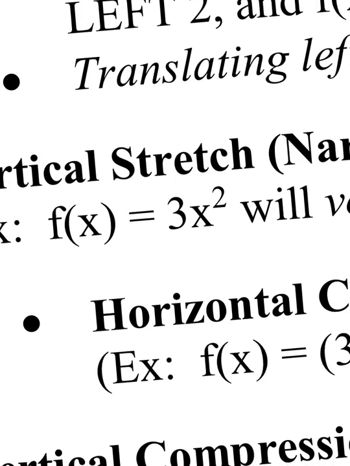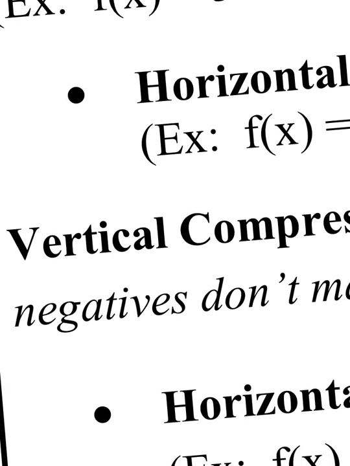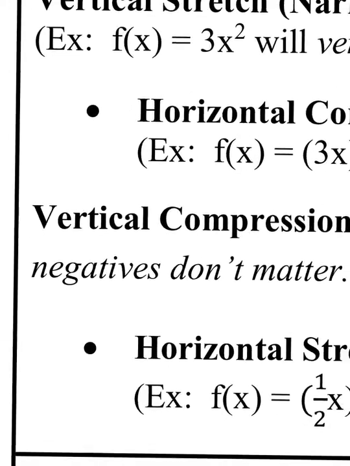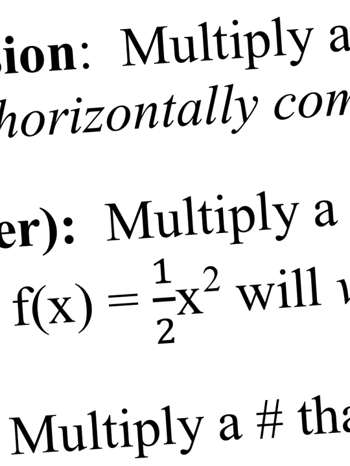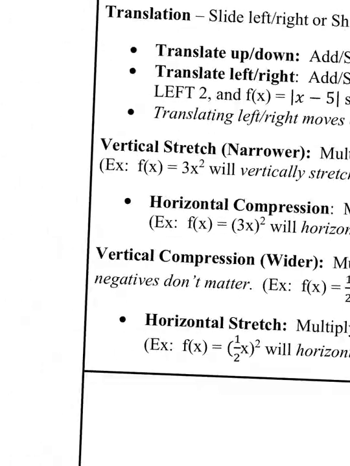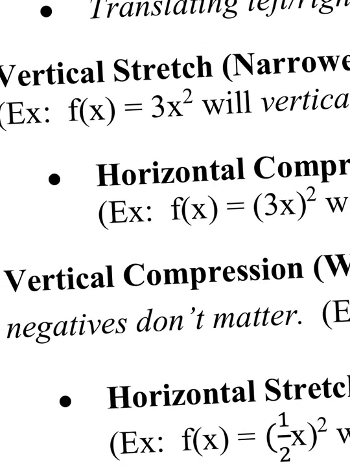So what if you have a number on the outside, but it's not a big number, it's a small number, like 1/2, for example. That's going to vertically compress. So it's like you're pushing on the sides, or vertically compress is like you're pushing down from the top. So you're squishing it. So it's going to get wider and wider, like you're squishing a ball of like silly putty or something.